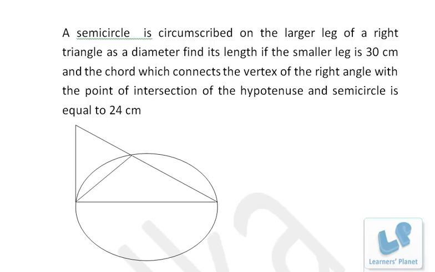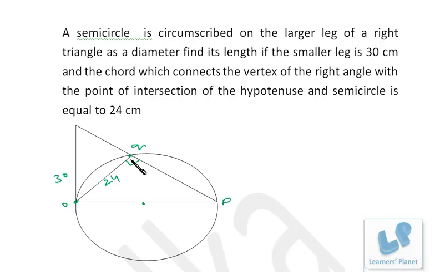Now this is the diagram. Here the smaller leg is 30, that means this length is 30, this point is O, and this length from the right angle vertex to the point of intersection of the triangle and the circle is 24, right? Now this angle will be 90 degrees because OP is the diameter, okay? So this will be an angle in a semicircle, so that is always 90 degrees, okay?